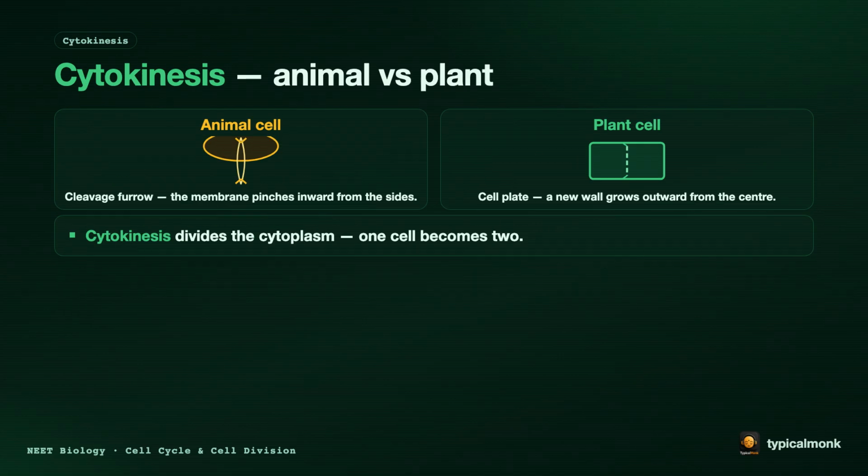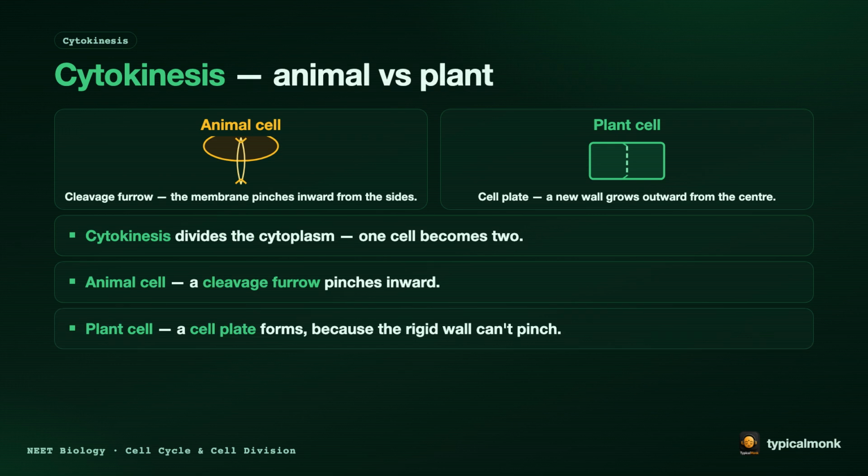Now the cytoplasm divides. This is called cytokinesis. Look at both pictures, the cleavage furrow in animals, the cell plate in plants. Cytokinesis divides the cytoplasm, one cell becomes two. In an animal cell, a cleavage furrow pinches inward from the sides. In a plant cell, a cell plate forms because the rigid wall cannot pinch.